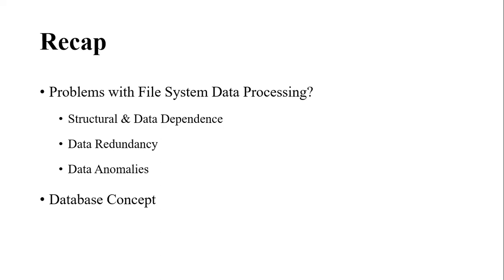But data anomalies are what happen because of data redundancy: if one person changes his or her name, then we have to update all three files. As well as that, we discussed the database concept in the previous lecture. Today's lecture is very important. So far we have discussed the theoretical parts of DBMS and database.